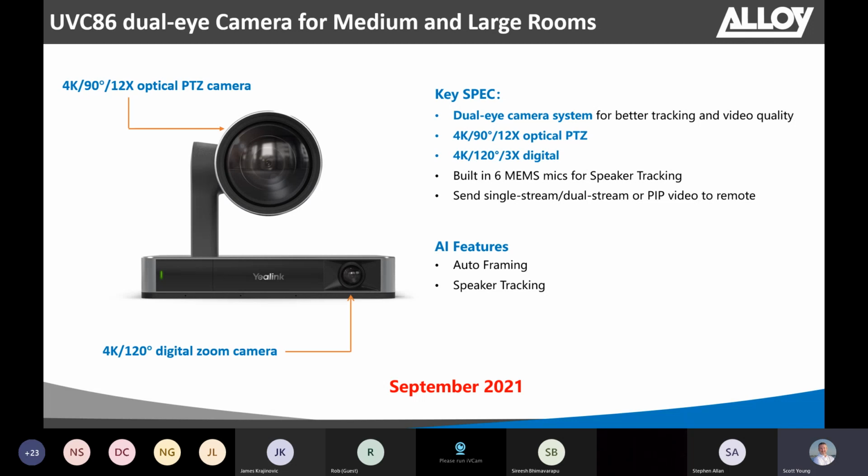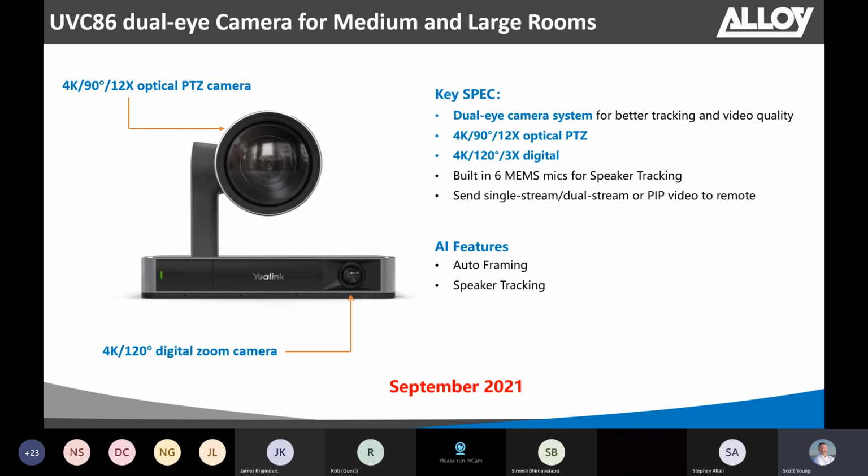Okay, so I just want to quickly touch on a new camera that will be released sometime this month. We're hoping to get samples this month with full availability sometime in October. This is a dual lens camera. It has a 4K 12x optical zoom camera and a second 4K digital zoom camera. The larger optical zoom camera has a 90-degree field of view, and the smaller digital zoom camera has a 120-degree field of view. So, why do we have 2 lenses on a single camera?